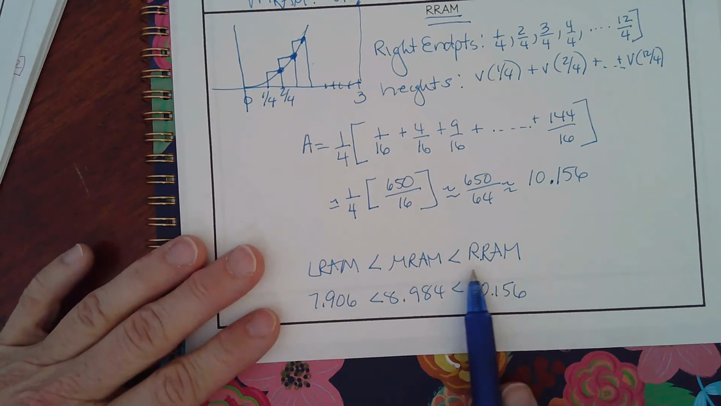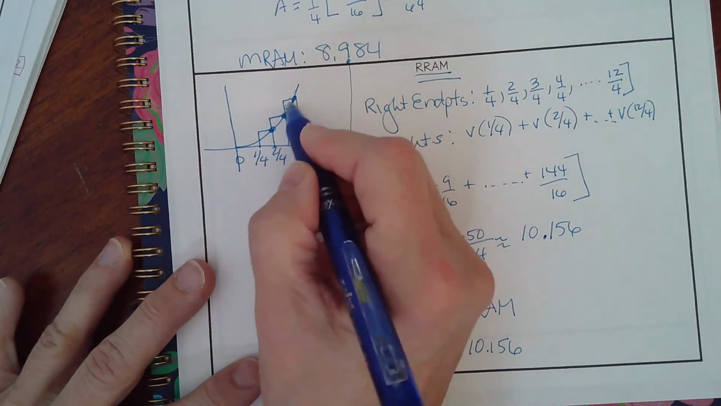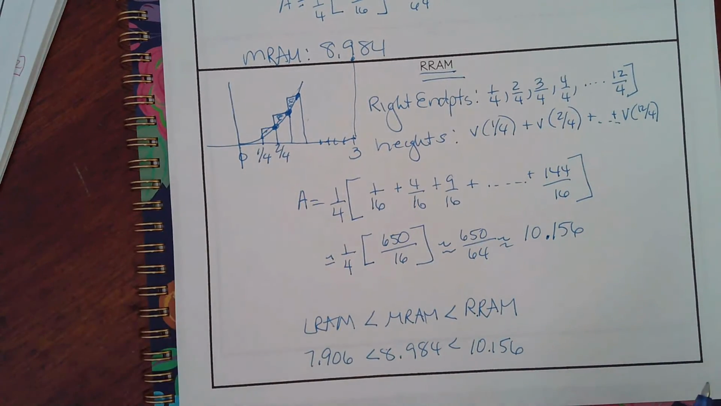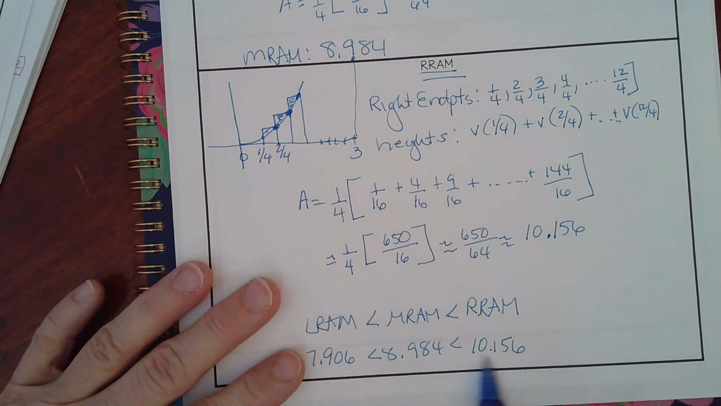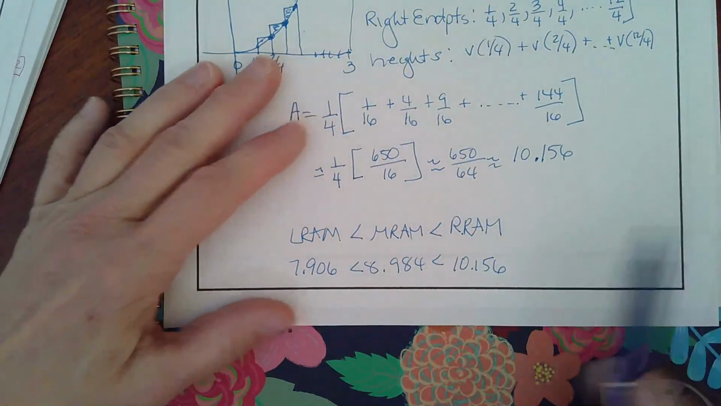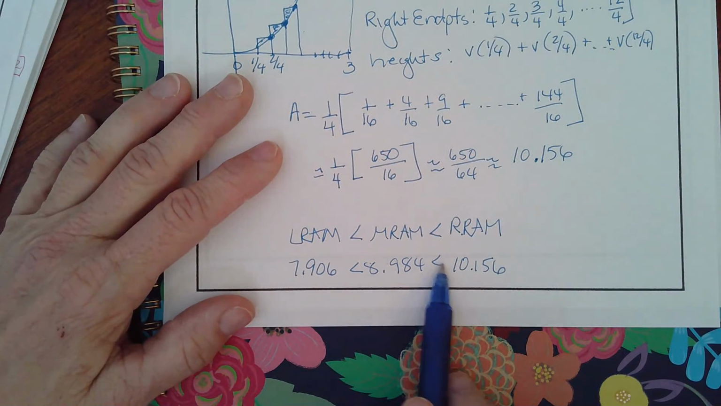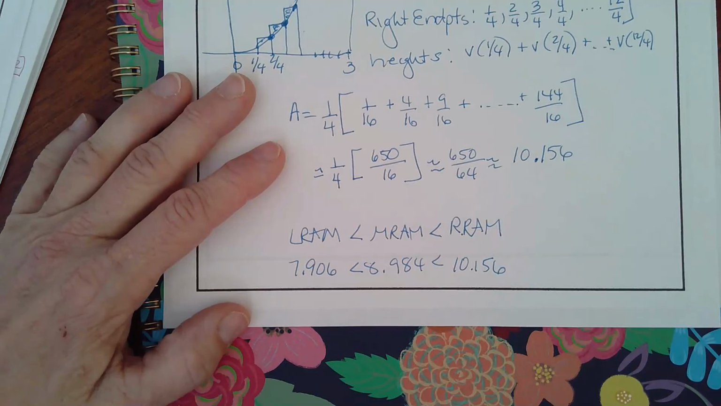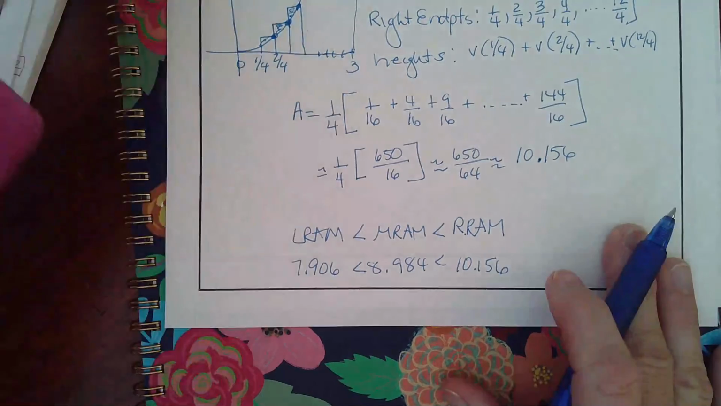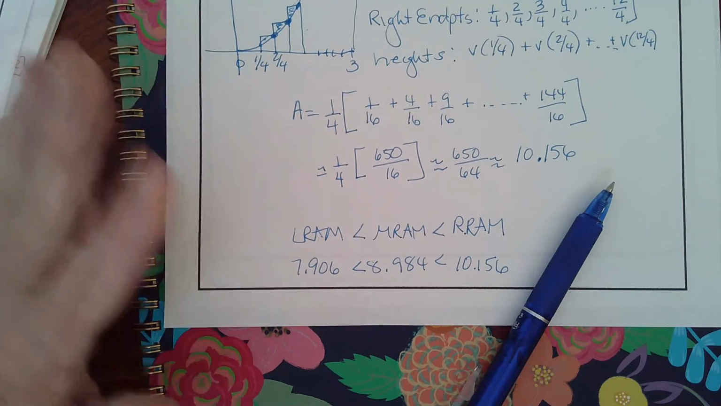And because the right RAM produced rectangles that were outside of the curve instead of underneath it, or as well as underneath it, the 10.156 is going to be an overestimate, and the left RAM will be an underestimate. And the midpoint RAM is probably going to be the one that's going to give us the most accurate value for the area. So that's the basis for finding the area under a curve.